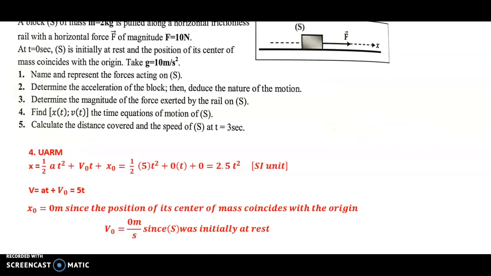Now find the position-time equation and the speed-time equation of motion of S. Because we already proved that it's UARM, then x equals half a t squared plus v naught t plus x naught. a is calculated to be 5 in part 2. v naught is 0 because we were given that the object was initially at rest, and x naught is 0 because we were given also that initially the center of mass coincides with the origin of the axis. So it's x equals 2.5 t squared in SI units. v equals a t plus v naught, same thing here. So 5t plus 0 is 5t, also in SI units. I'm explaining here that x naught is 0 meters since the position of its center of mass coincides with the origin, and v naught equals 0 meters per second since S was initially at rest.